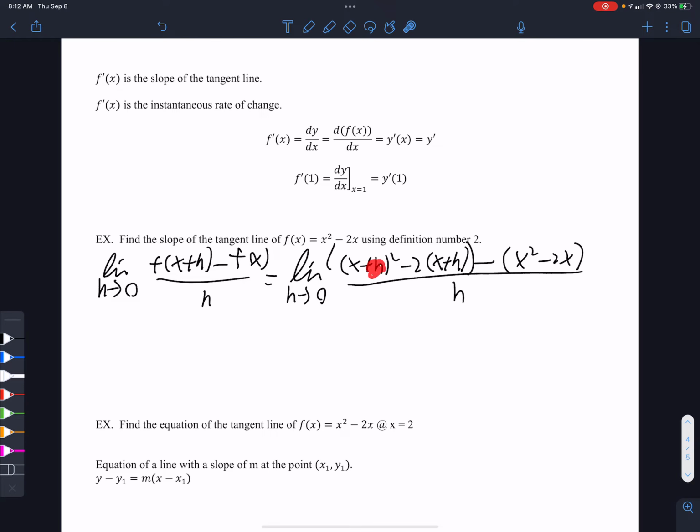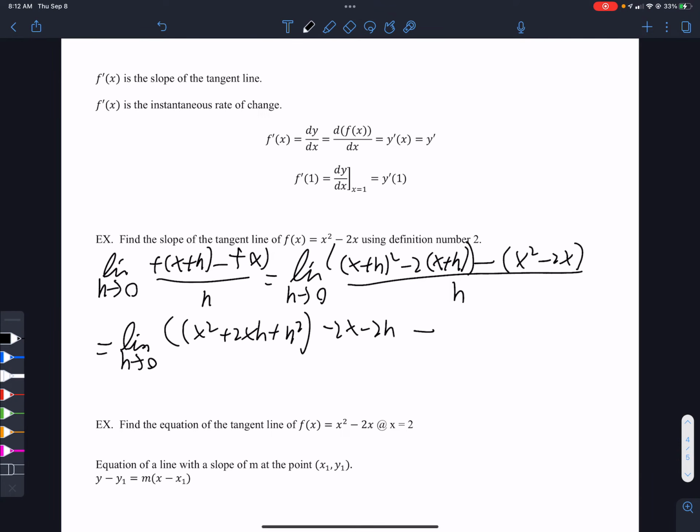Now as h approaches 0, that'll become 0, that'll become 0, and I get 0 on top, 0 on the bottom, so I need to factor and cancel. This is where it gets a little ugly, a lot of algebra. If I square that, I'm going to get x squared plus 2xh plus h squared. And then if I distribute the 2, we get minus 2x minus 2h, minus, and I distribute that, I'm going to get x squared plus 2x, all over h. I need to simplify.